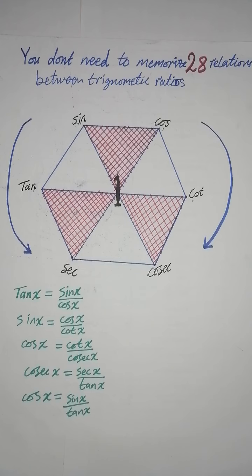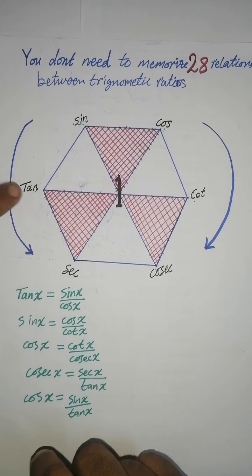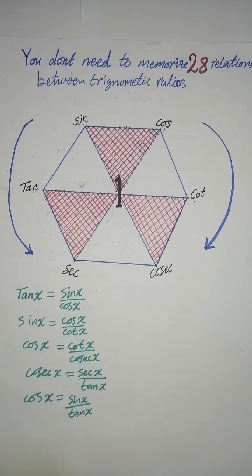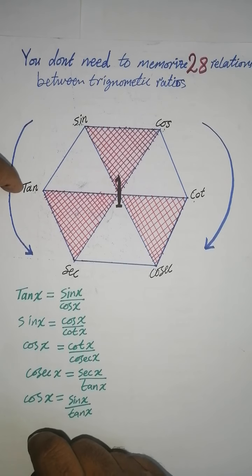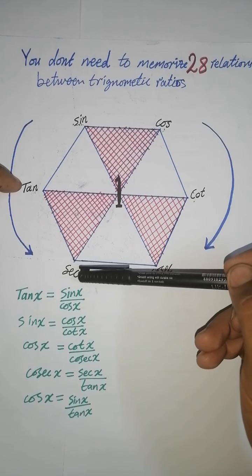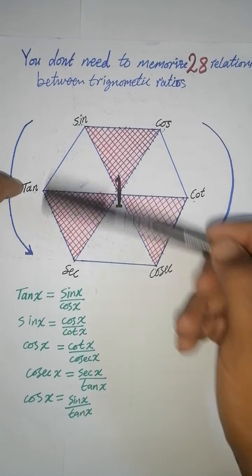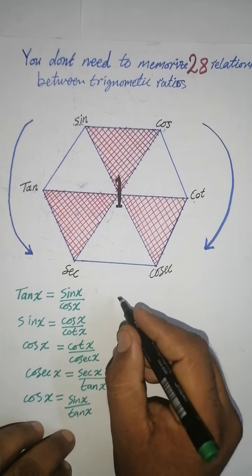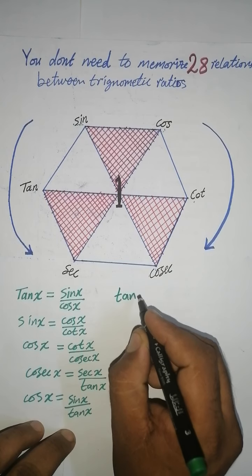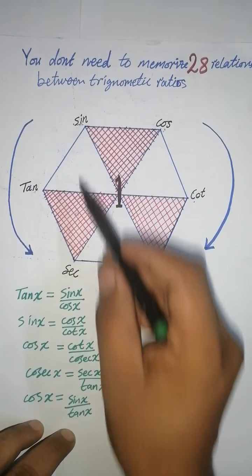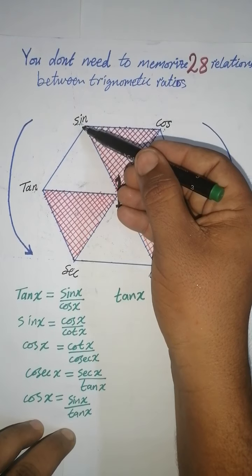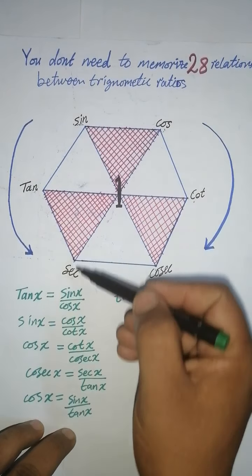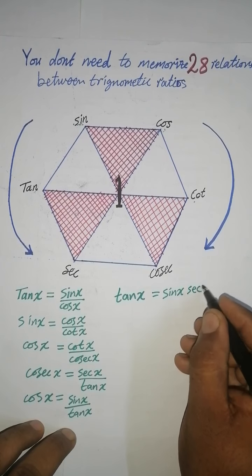Another group of relations between the trigonometric ratios is this one. Take any trigonometric ratio, say tan. Okay, what's coming to the left and right? Tan to the left is sine and to the right is sec. So tan equals sine by sec. Tan x equals sine x by sec x.